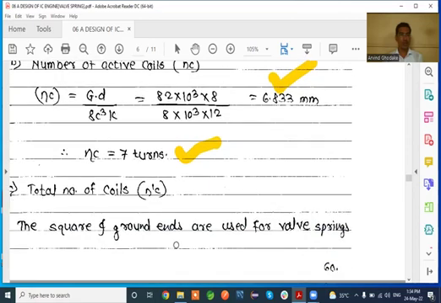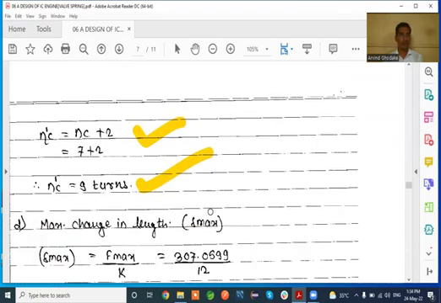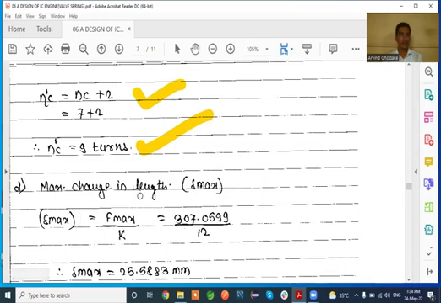The total number of coils N dash c, since square and ground ends are used for the valve spring, is N dash c equal to Nc plus 2. Therefore, N dash c is equal to 9 turns. Next is the maximum change in length, that is delta max, which is equal to maximum force upon K.